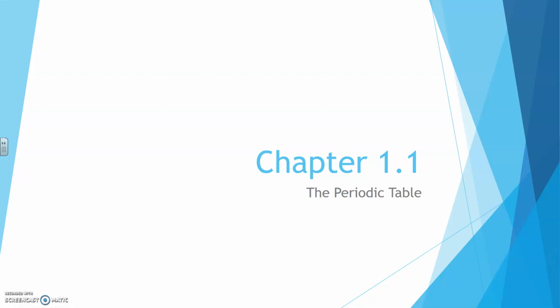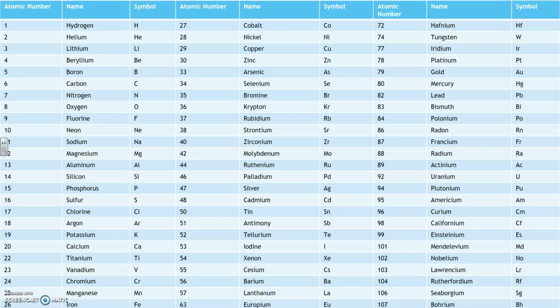So we're going to go ahead and get started with Chapter 1 now. This first part of Chapter 1 is about the periodic table. You are going to need to memorize several elements from the periodic table. I know this seems kind of annoying. I felt the same way when I was in high school. And usually I don't go into the memorization just for the sake of memorization.